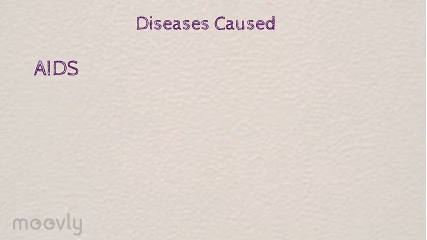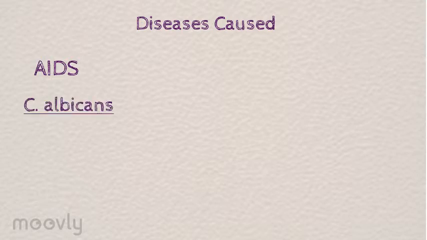AIDS can develop in HIV patients during the 3rd stage of infection. At this point, nearly all of the patient's CD4 T cells have become infected. Our normal body has 800 to 1,000 CD4 T cells. When someone with HIV has a count less than 200 CD4 T cells, they are considered diagnostic for AIDS. This takes approximately 10 years.